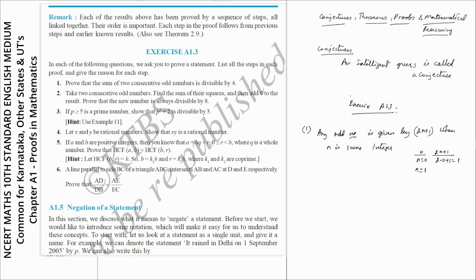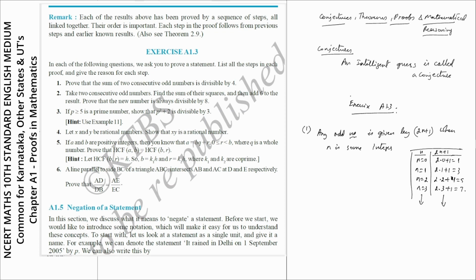For n equal to 1, I'll get 2 into 1 plus 1, 2 1s are 2, plus 1 is 3. For n equal to 2, I'll get 2 into 2 plus 1, so 2 2s are 4, plus 1 is 5. For n equal to 3, I'll get 2 into 3 plus 1, 2 3s are 6, plus 1, I'll get 7. So here you can see the list goes on. So an odd number is given by 2n plus 1.